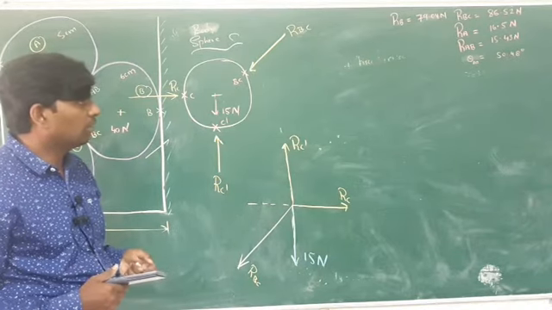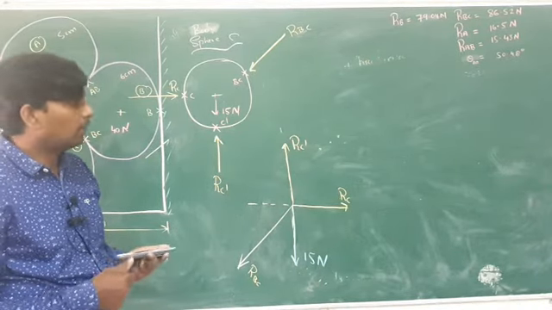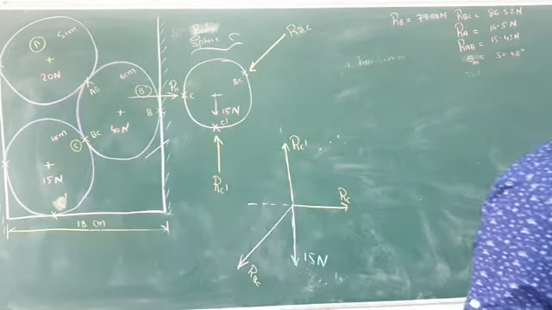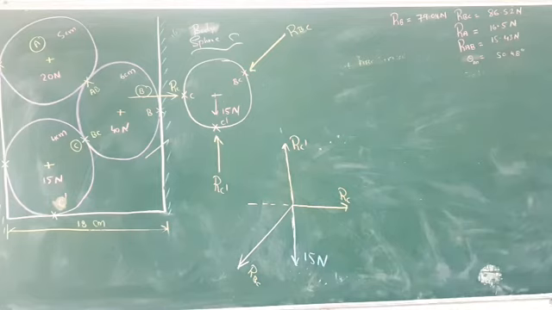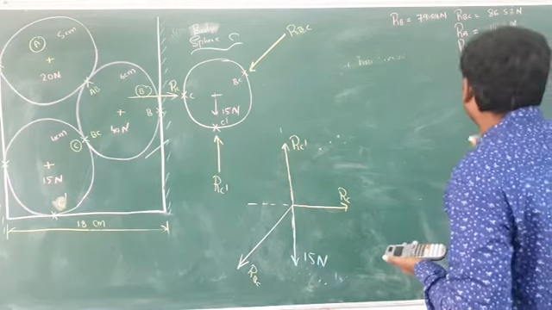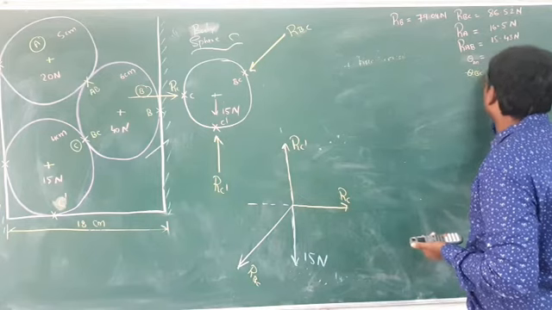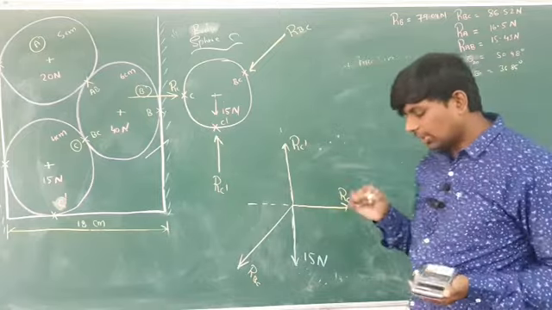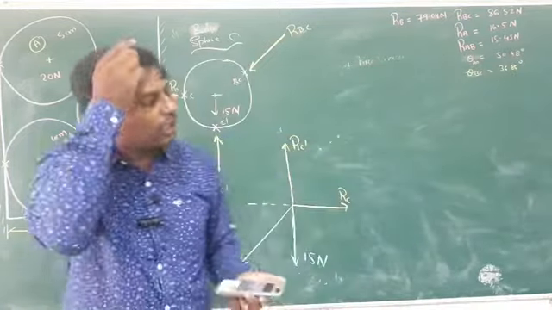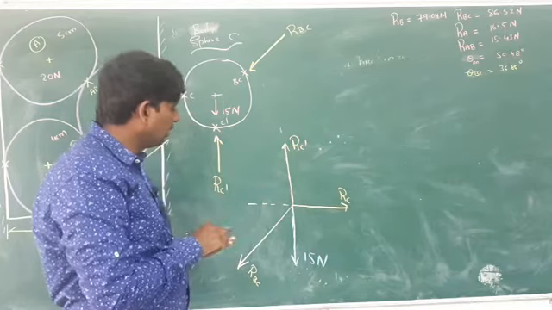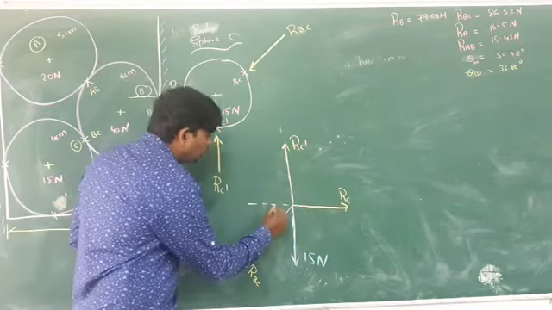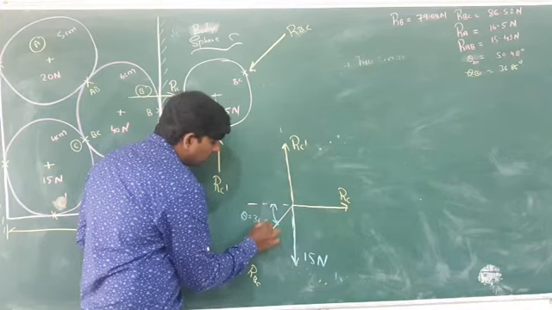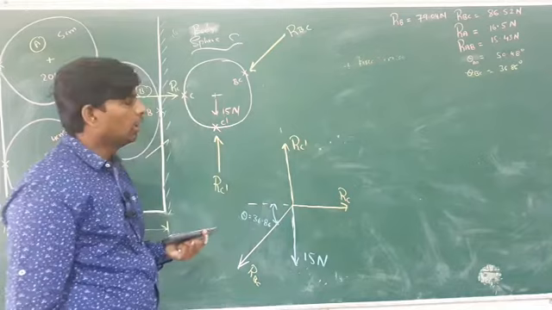Now what you have to do after getting this value: theta BC you already got. How much is the theta BC value? As you can check, theta BC is 36.86 degree. I will write here theta BC 36.86 degree. After that, you know the value of theta. Theta is equal to how much? Here I will write 36.86 degree.